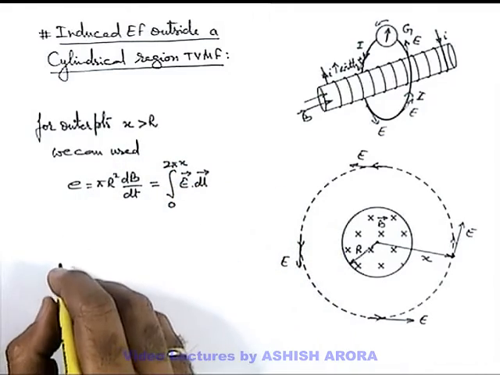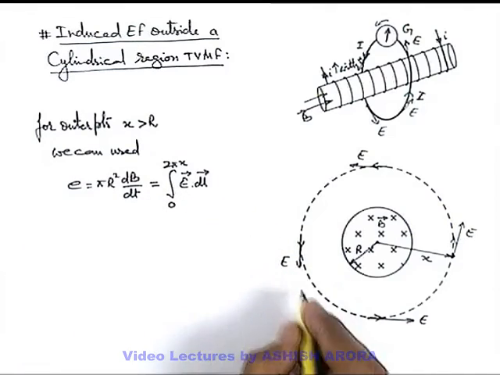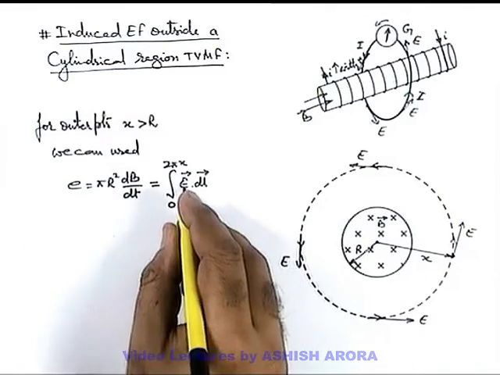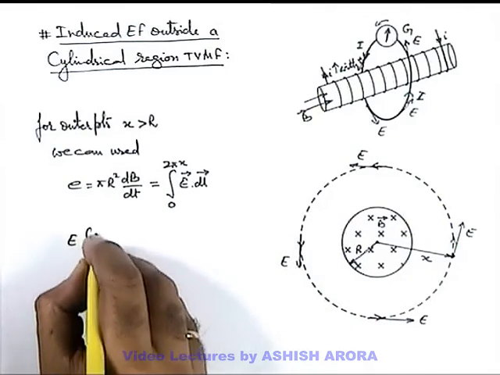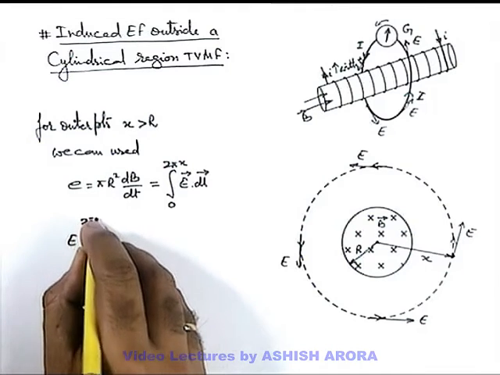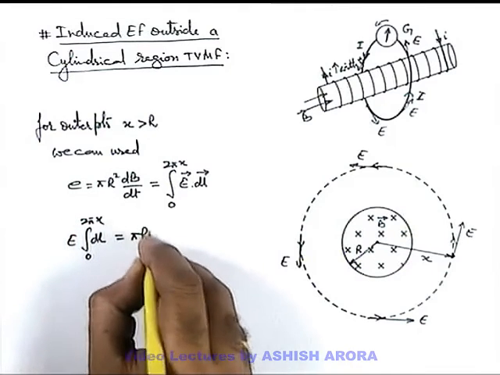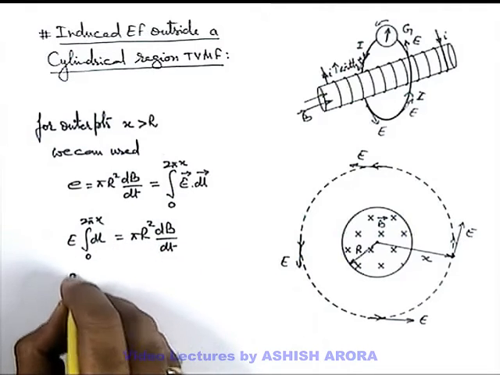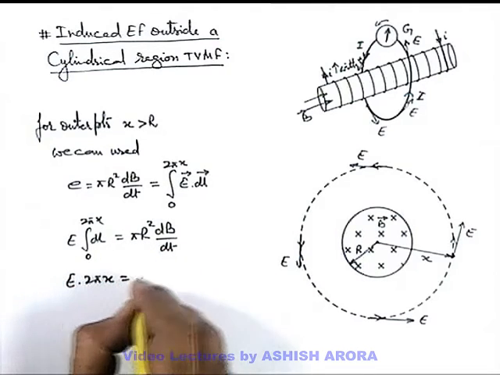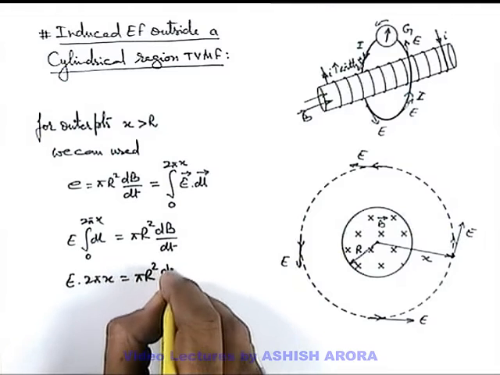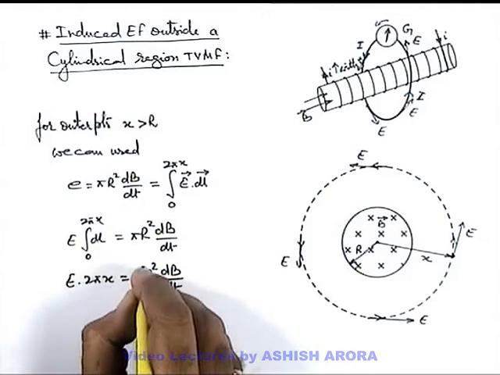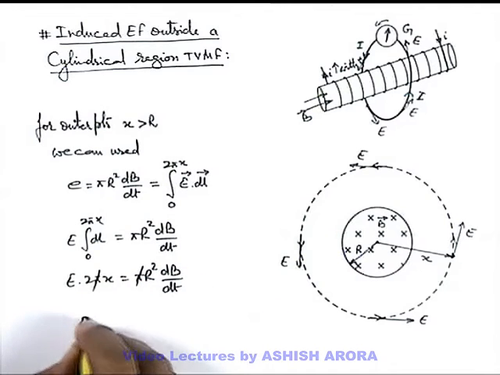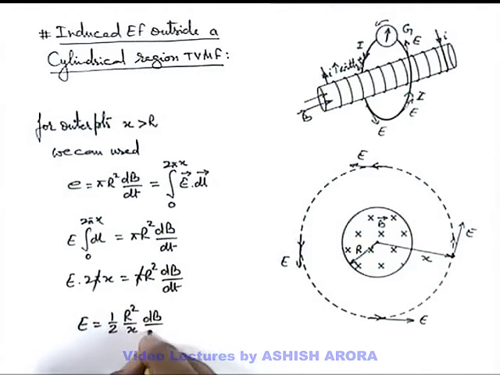So in this situation, symmetrically we can say E is uniform, E can be taken out, and the integration of dl from 0 to 2 pi x will equal pi r square dB by dt. Further we can write it as E into 2 pi x equals pi r square dB by dt, and in this situation pi gets cancelled out, and the magnitude of electric field we get is half r square by x dB by dt.